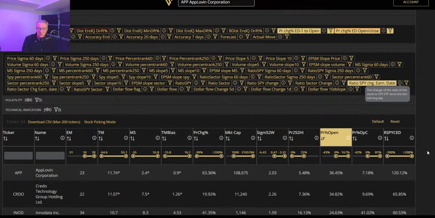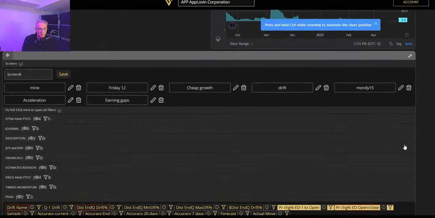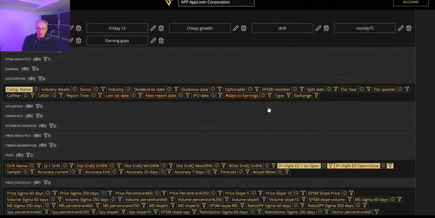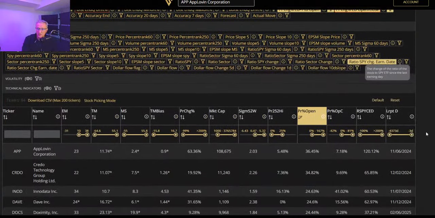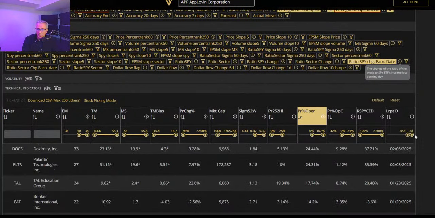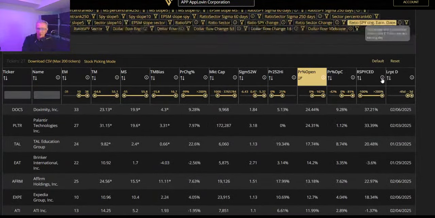Okay, I am also going to filter on the description and only take the last report date, meaning stocks that just reported, let's say in the last 45 days. So I'll put 45 days being a limit here. And now I am going to filter on the change of the stock versus the ratio to the S&P.